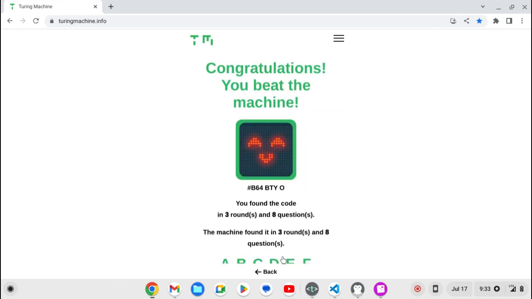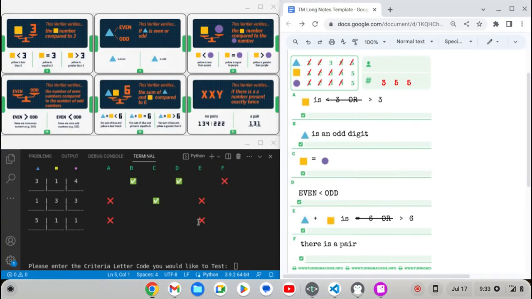Okay, let's see. Wow, okay, so good. We equaled the Turing machine. We tied with it, but that means that whenever there's a tie, we do win. It's a success. So fantastic. So what do you think? Were there any opportunities that I could have deduced certain results? Did I miss something?